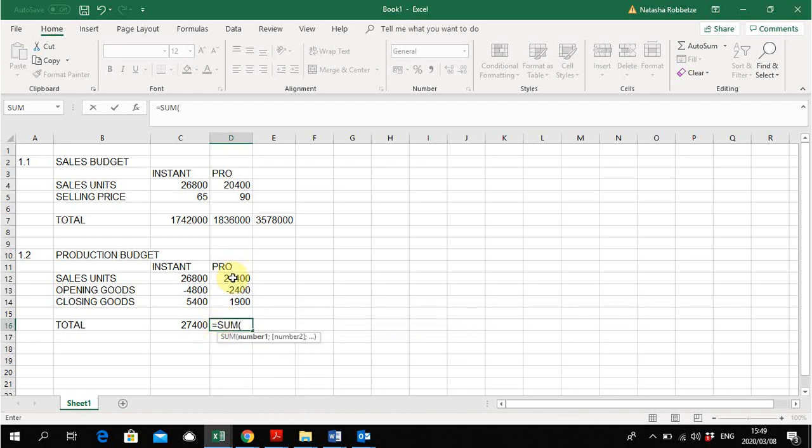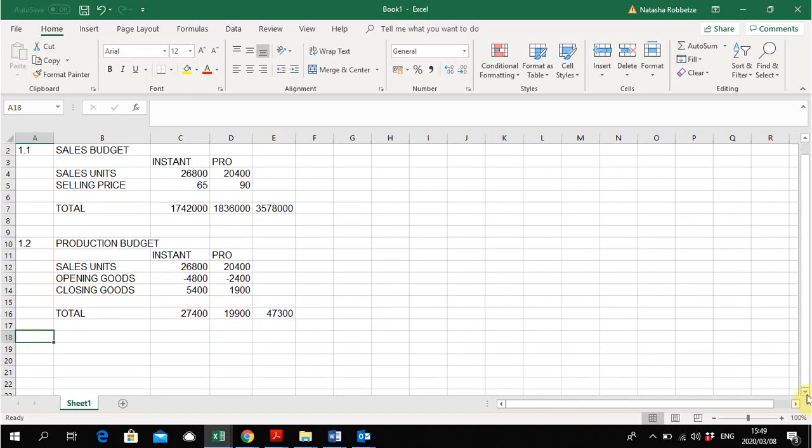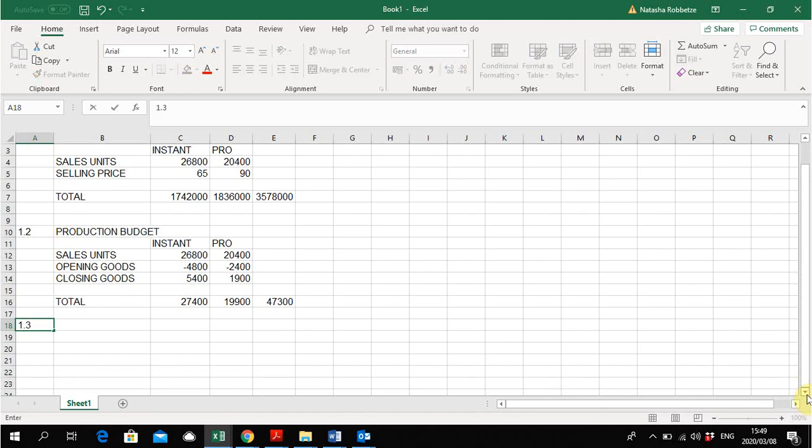And now I'm simply adding all my budgeted elements together, my budgeted units, opening, closing stock, and sale. And I'm also getting to a total in case there is half a mark there. Right, production budget done and dusted. We can move on to 1.3, and that is in the required part, the direct material purchase.